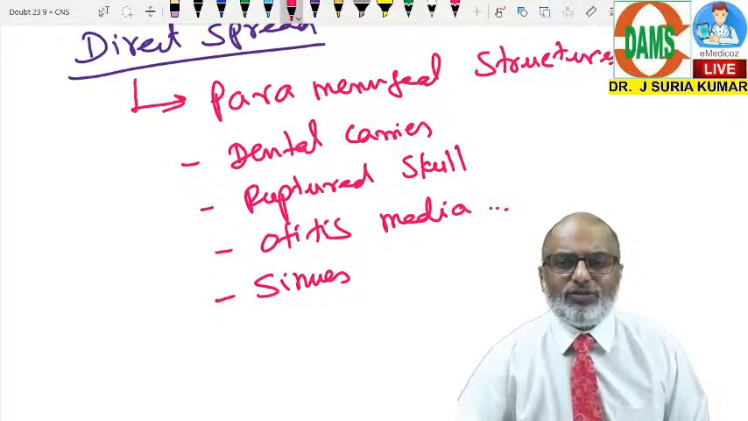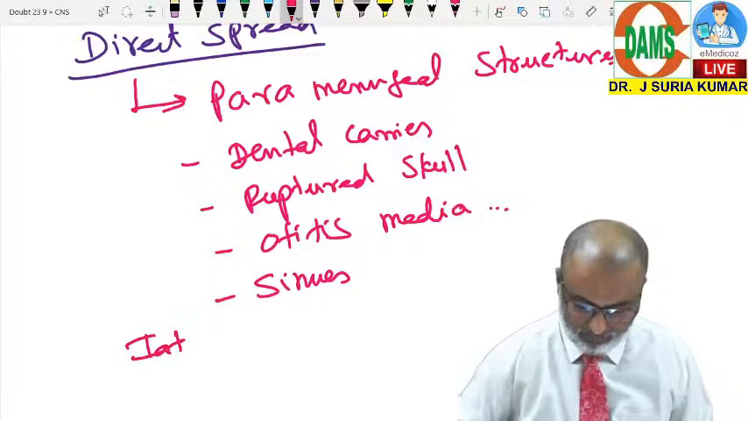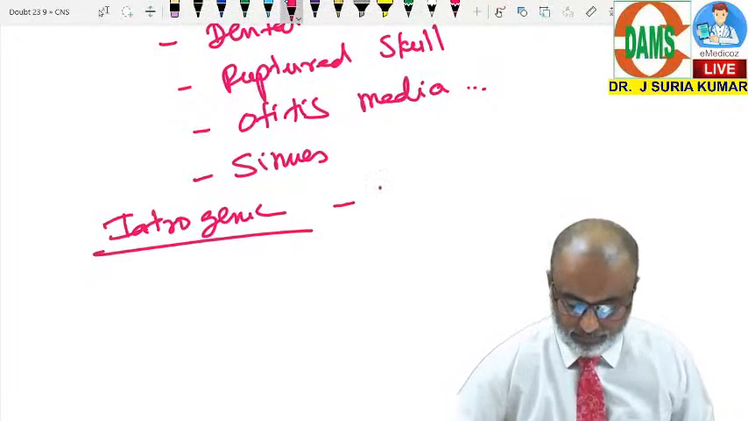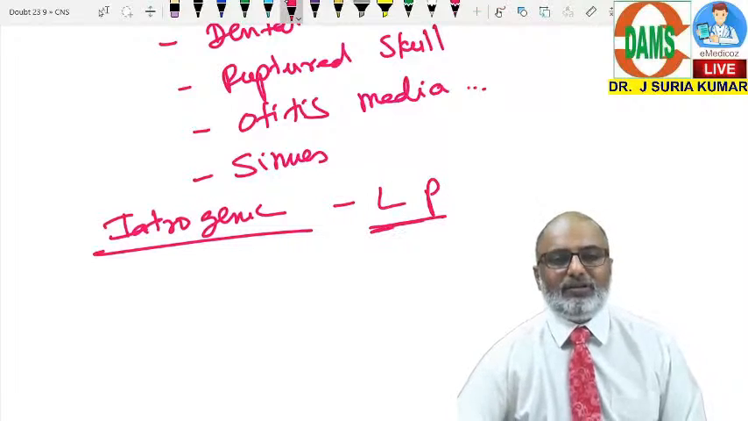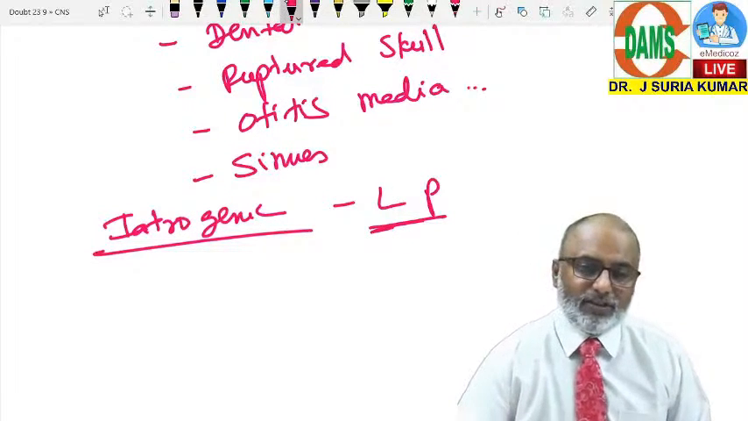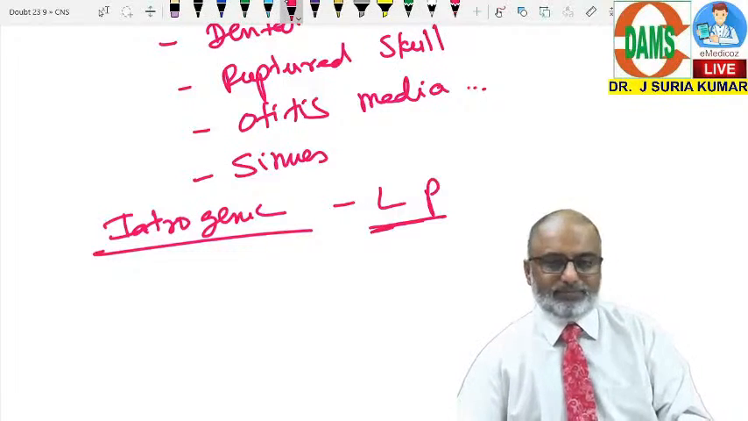One more is iatrogenic, like lumbar puncture, if unsterilized. Because of this procedure, there is a possibility of introducing infection. So these are all the different modes of spread.